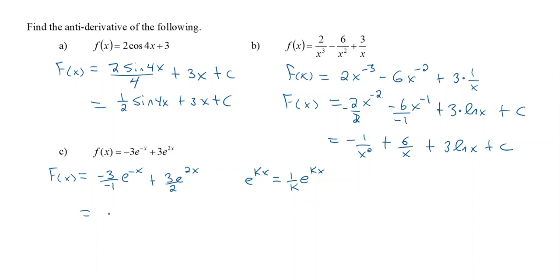Okay, so this just becomes 3 e to the negative x plus 3 e to the 2x over 2. And then I forgot to write plus c. Should have done that up here too.